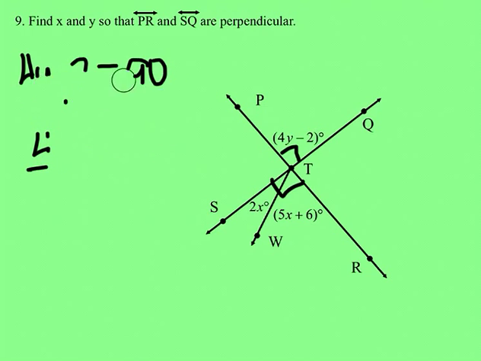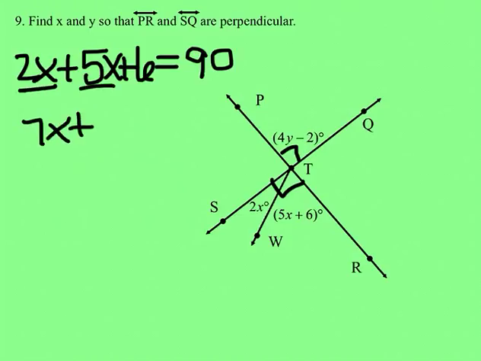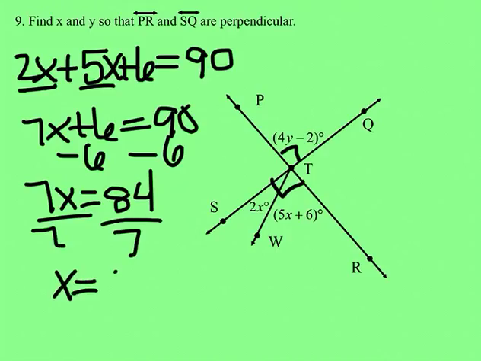Now we need to take a look at letter x. So for letter x, we're going to do 2x plus 5x. Now notice that these are complementary angles. So when I add them together, they need to equal 90 degrees because they're complements. So 2x plus 5x is 7x plus 6 is equal to 90. So we're going to subtract 6 from both sides, and I get that 7x is equal to 84. Then I'm going to divide both sides by 7, and I get that x is equal to 12 degrees.